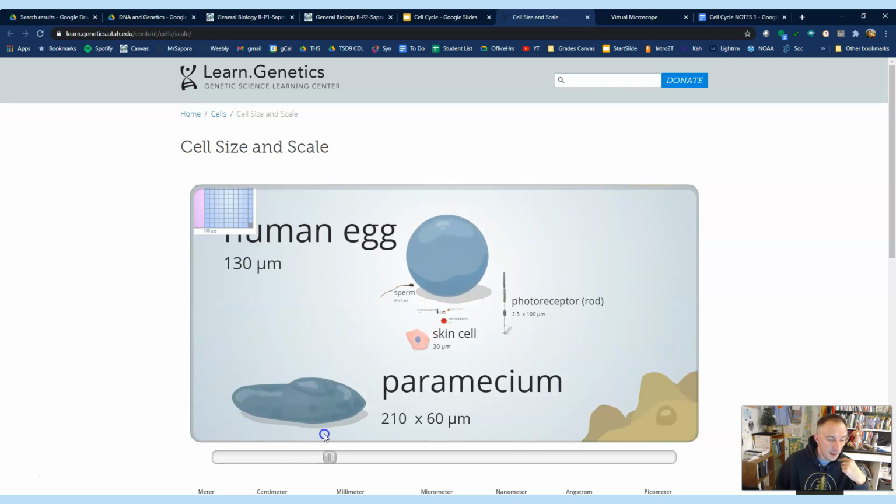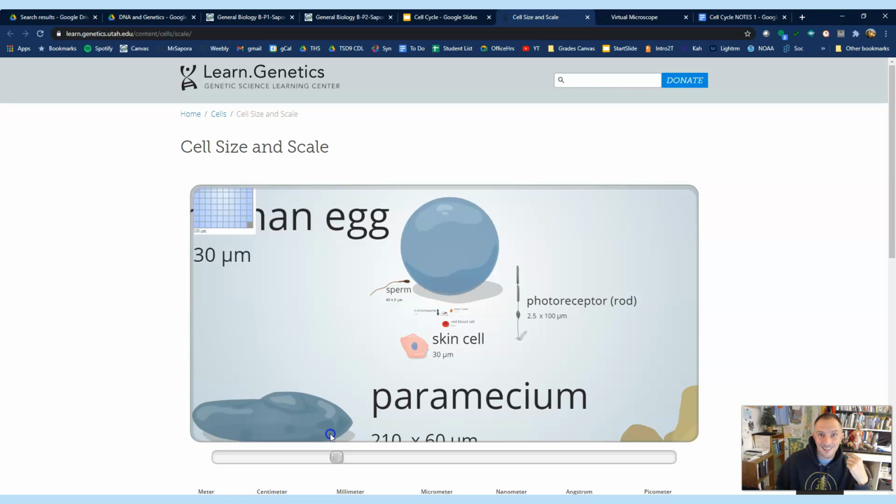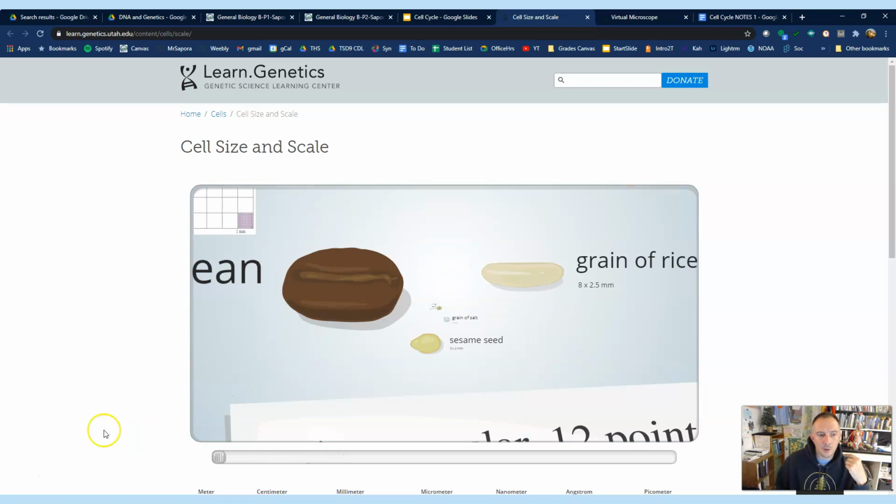Zoom in. There you are. Zoom out. There you are.